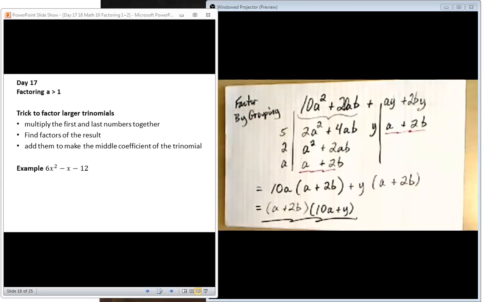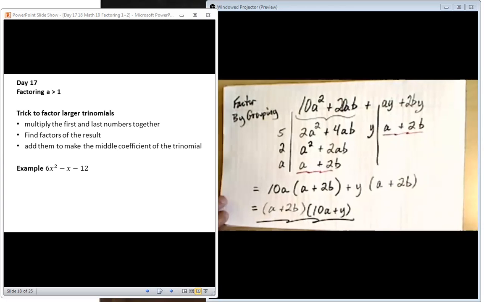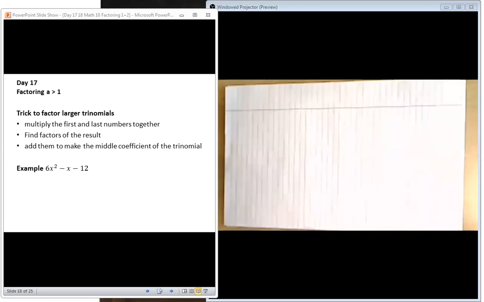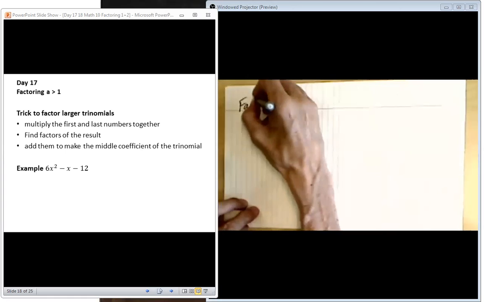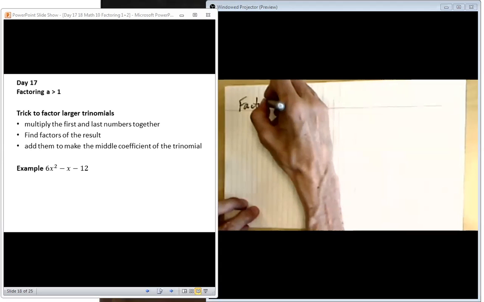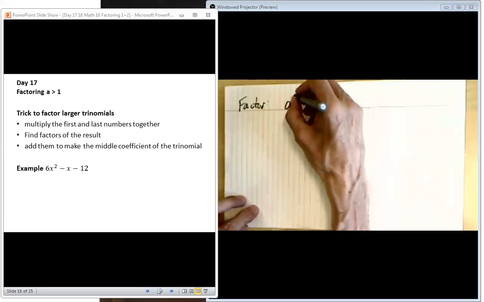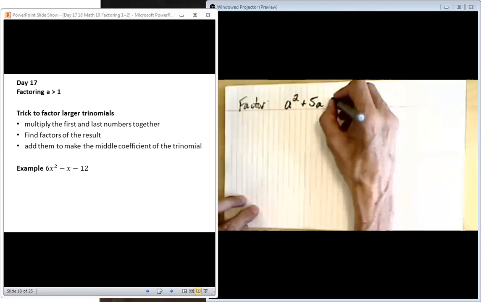Okay. So now with that in mind, I want to do a little bit more, not so much of this type of factoring now, but that other one. Then we'll get to the new stuff. Okay, so the other day, we also had this. We had find the factors here of a squared plus 5a plus 6.